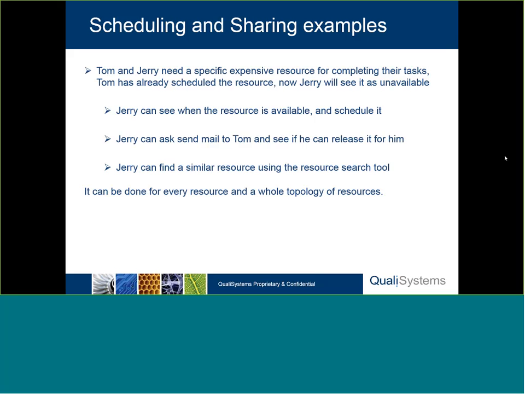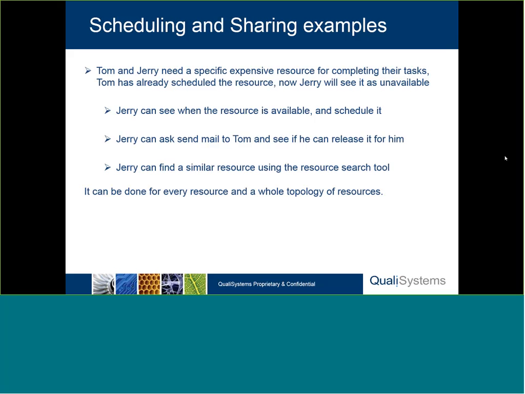Now what can Jerry do? First, he can search. Jerry can see when the resource is available and schedule it. Meaning I can see that Tom is using it now, but probably he won't use it tomorrow, or I can see the free time of the specific resource and I can use it.